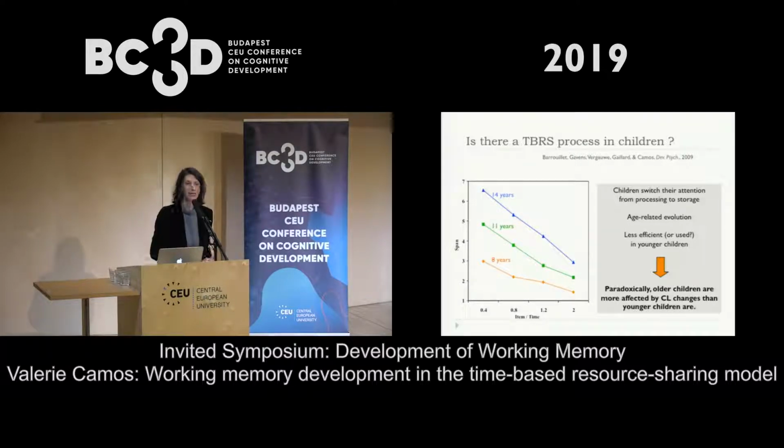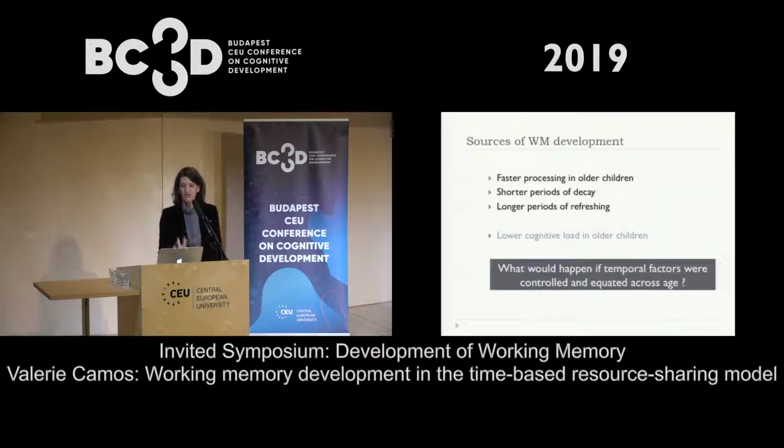Our idea is that because they are more efficient, or they are using this mechanism of switching of attention more, then when you impair this mechanism by making the task more difficult, the cognitive load of the task higher, they suffer more in the maintenance. So this also told us things about the sources of working memory development. There's a huge literature about working memory development and how we can explain this development.